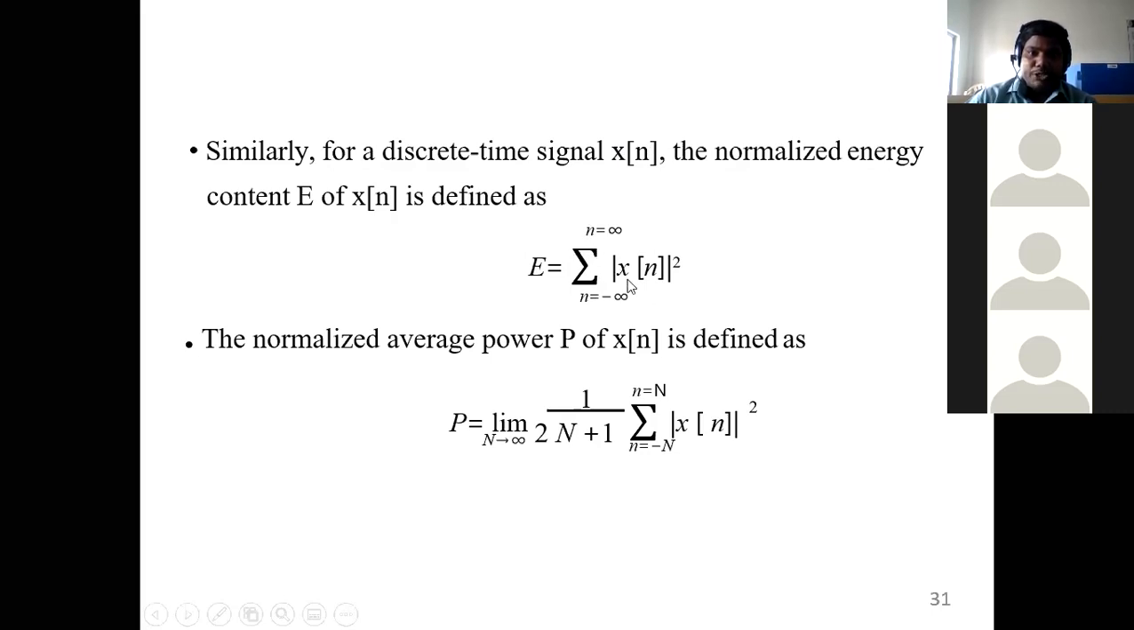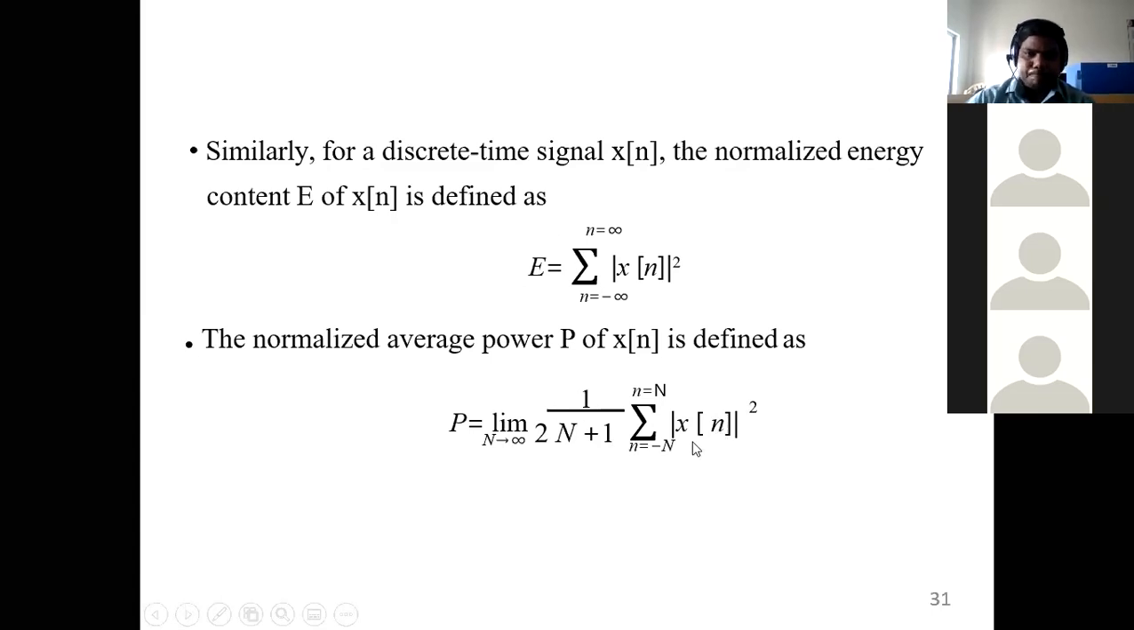So this is the input sequence. Here small n is the number of input sequences, where n equals 0, 1, 2, 3, 4 and so on. So we are declaring the magnitude of each and every sample. Whereas the normalized average power P of x of n is defined as capital P equals the limit n tends to infinity of 1 over 2n plus 1 times the summation from n equals minus n to plus n of magnitude of x of n whole square.